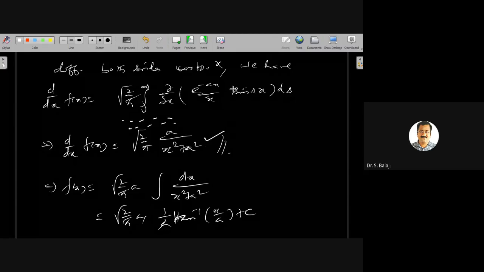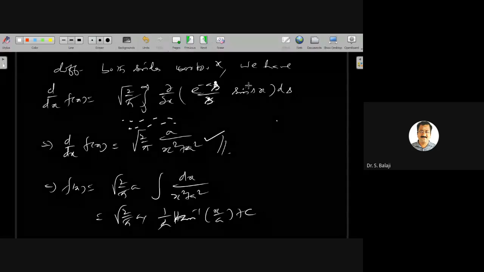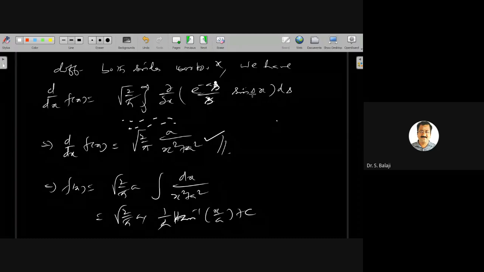Sir, in the first line, e power minus as by s. Oh, A is by S. Sorry, it is A is by S. What about you differentiate and then integrate? This is e power minus as by s. Here only the x term is present.